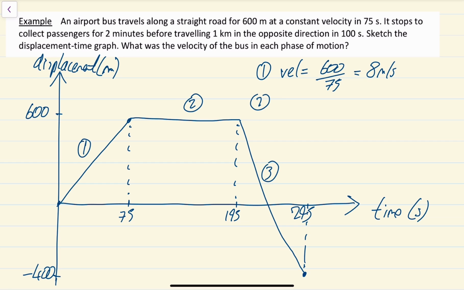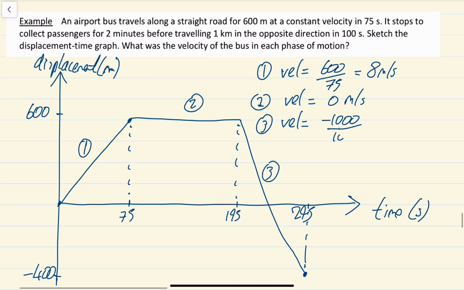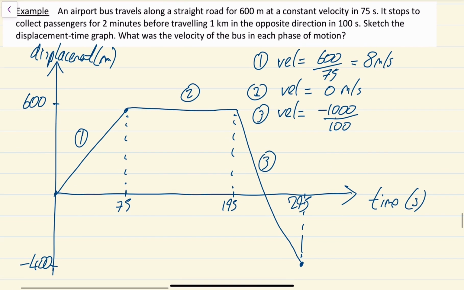In phase 2, my velocity, hopefully we realized from the previous example, horizontal line represents stationary, so the velocity is 0. And the last one, my velocity is, I've gone minus 1000. I did that in 100 seconds. That works out to be minus 10 meters per second. And his speed in the last section would be 10 meters per second, but velocity, you need the direction.